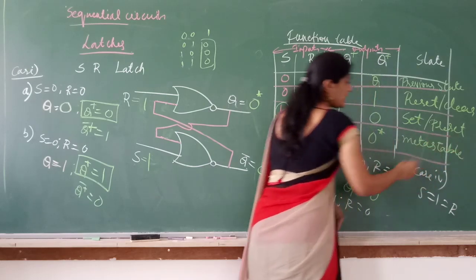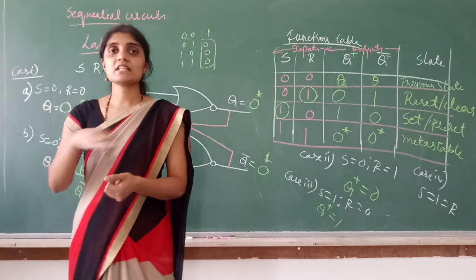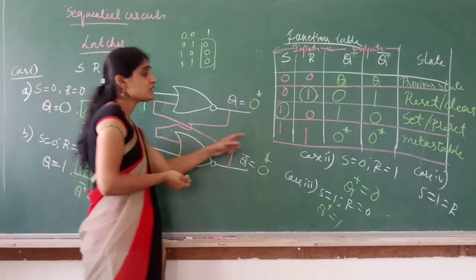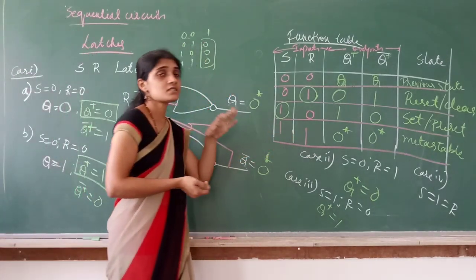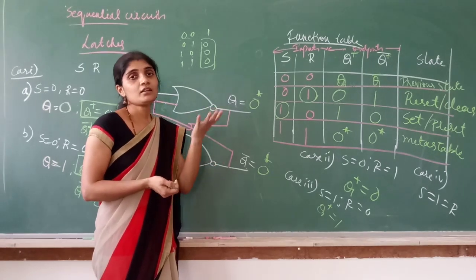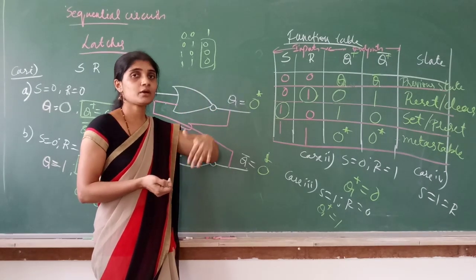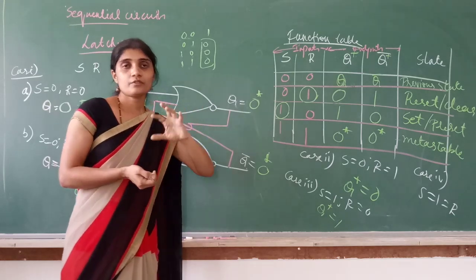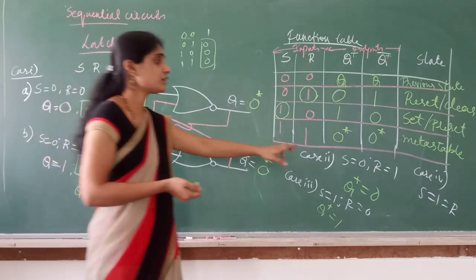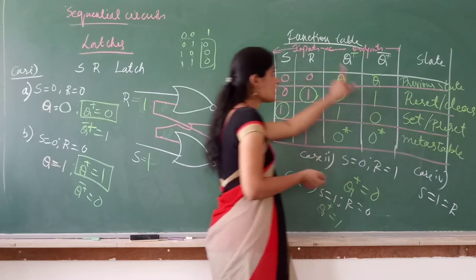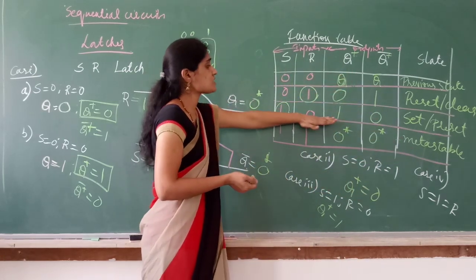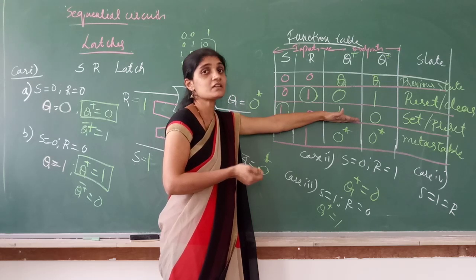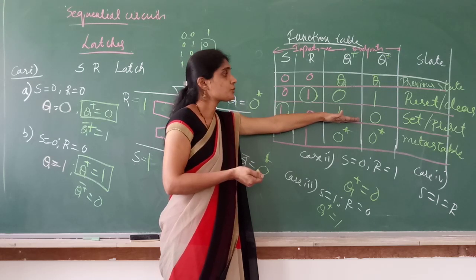Metastable state is nothing but the state which is intermediate between state 0 and state 1. We cannot predict when the latch or the flip-flop will come to a stable state. So generally, when using a latch or a flip-flop, we should not make it enter the metastable state. SR latch will be used only for these 3 conditions, not for the 4th condition, which is undefined.